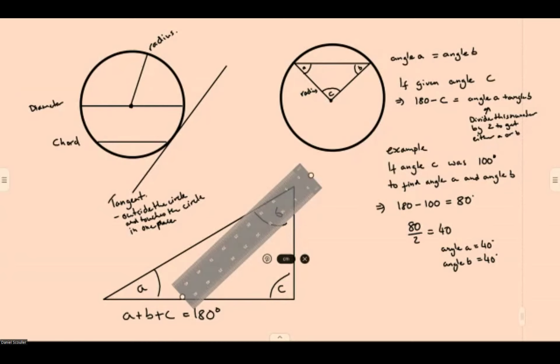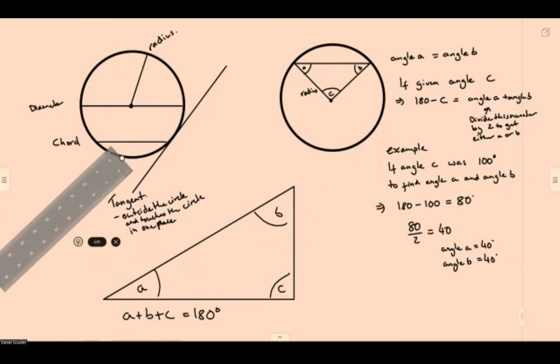Okay, so angles of triangles always add up to 180. So if you're missing one angle in a triangle, you can work it out with the other 2. If you've got a chord and you've got 2 lines going from the center to each end of the chord, the angle which those make are going to be the same.